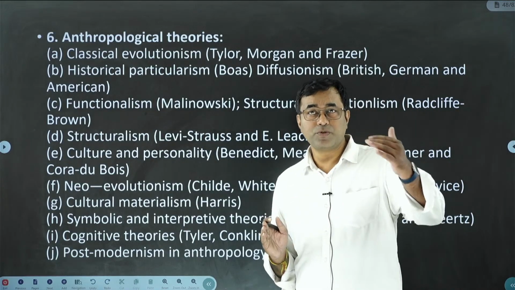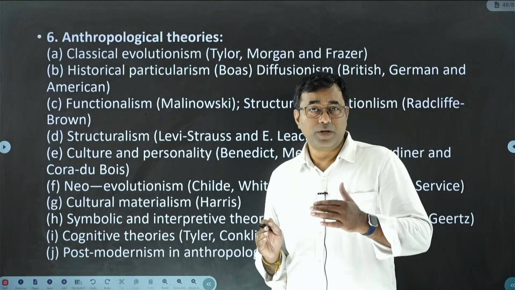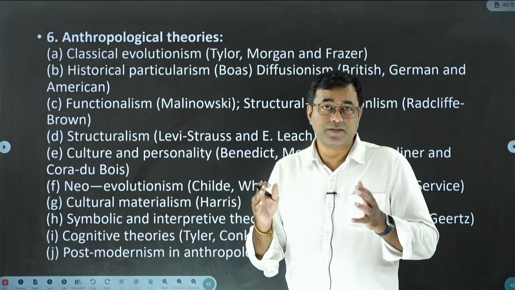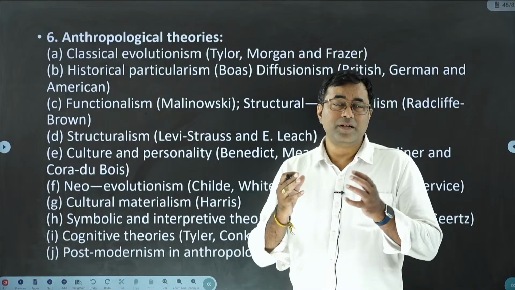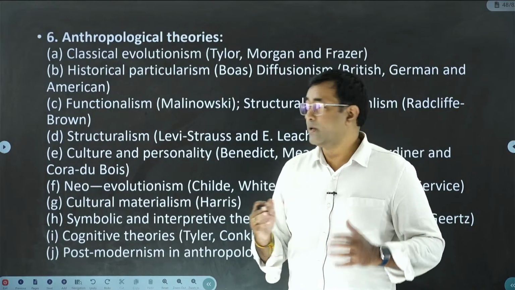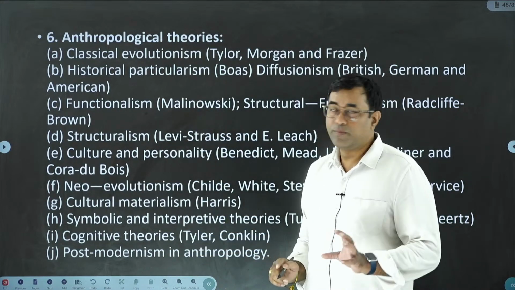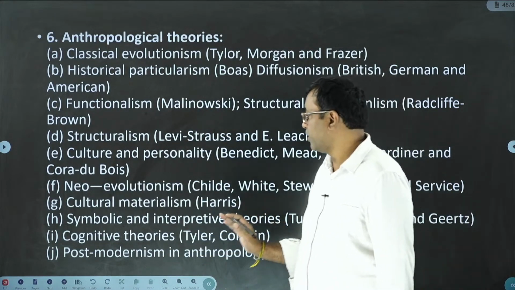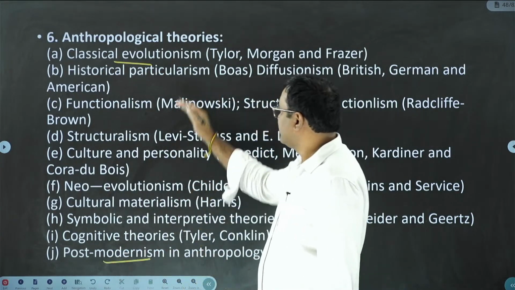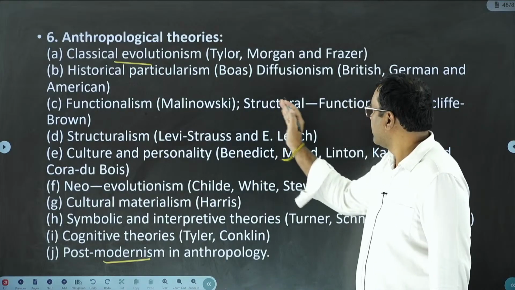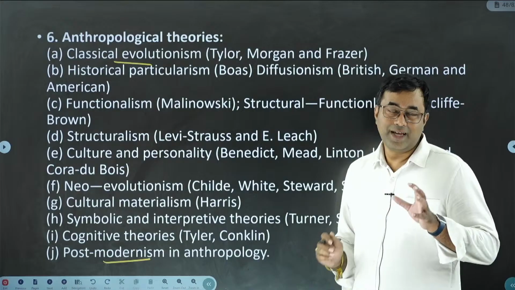That means from society, culture, marriage, family, kinship, economic organization, political organization, religion. Remember this sequence. All these institutions and concepts were developed by the anthropologists in anthropological theory. That is the basic point you need to remember. From classical evolution to postmodernism, you can see different types of theories and thinkers. For every thinker and theory, we will discuss elaborately.